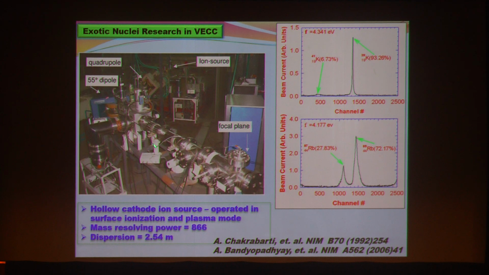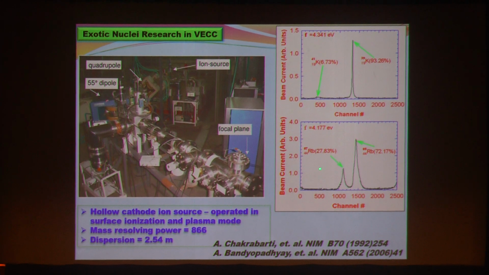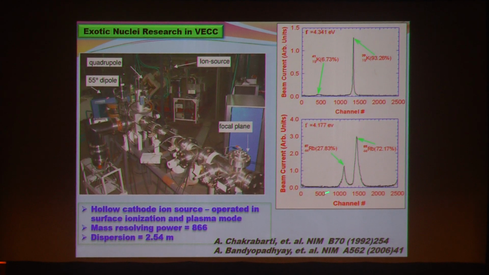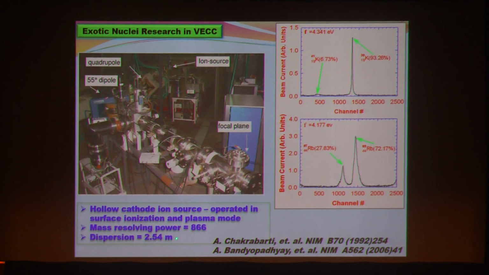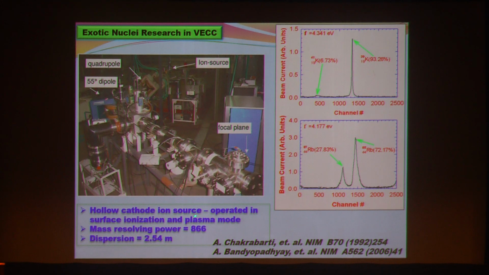This is a picture of that. This was developed around 2006. These are the spectra, and here you can see the separation between two nuclei. These are the parameters of the system: resolving power 866, dispersion is this, and it is equipped with a hollow cathode ion source, operating in surface ionization and plasma mode.